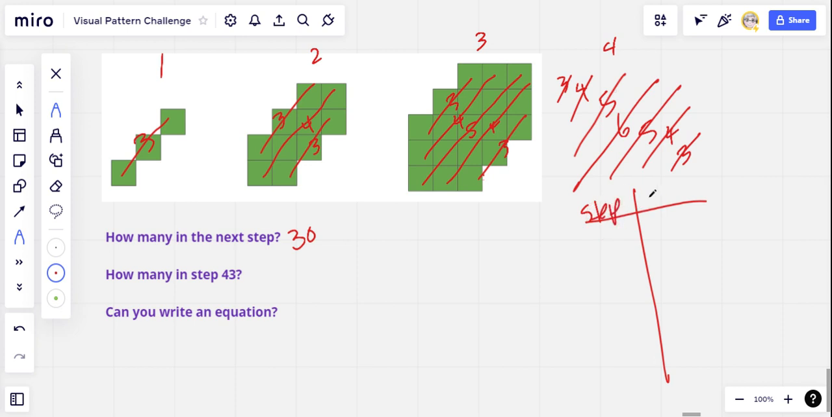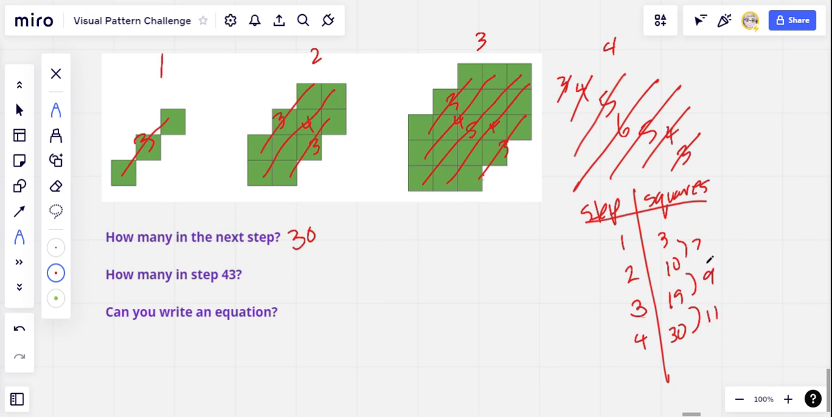So let's analyze these numbers. So we'll put the step number and the number of squares and see what we get. So in step 1, there are 3. In step 2, let's see, that's 4 and 3, 3 is 10. And in step 3, then that is 19, I think. And in step 4, we're predicting 30. And then we can take the differences in each step. So 10 minus 3 is 7, 19 minus 10 is 9, and 30 minus 19 is 11.